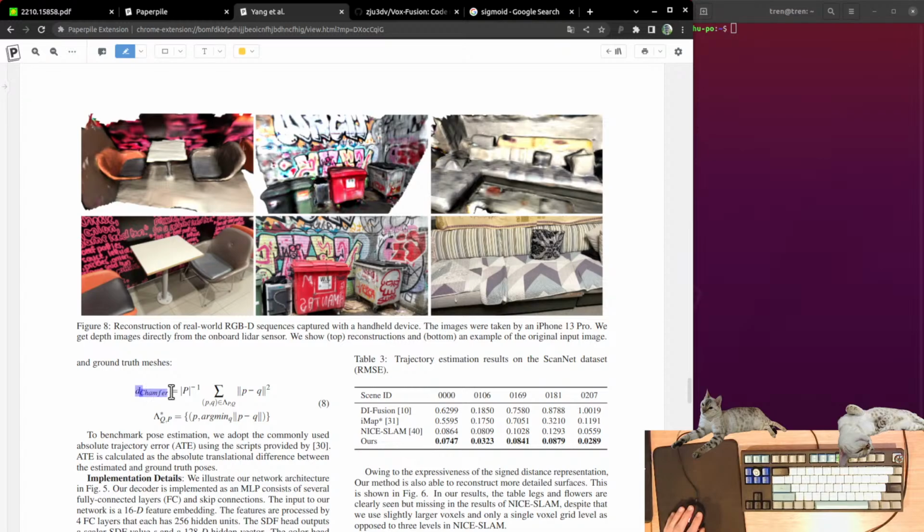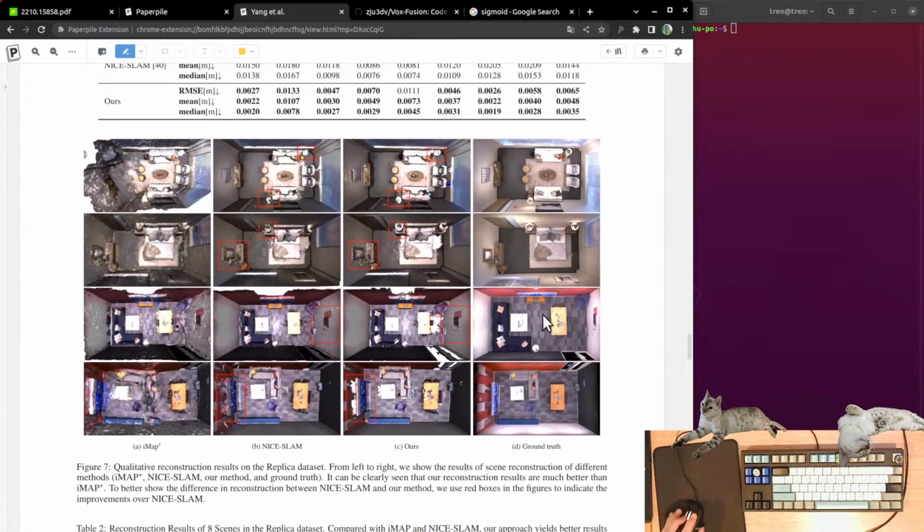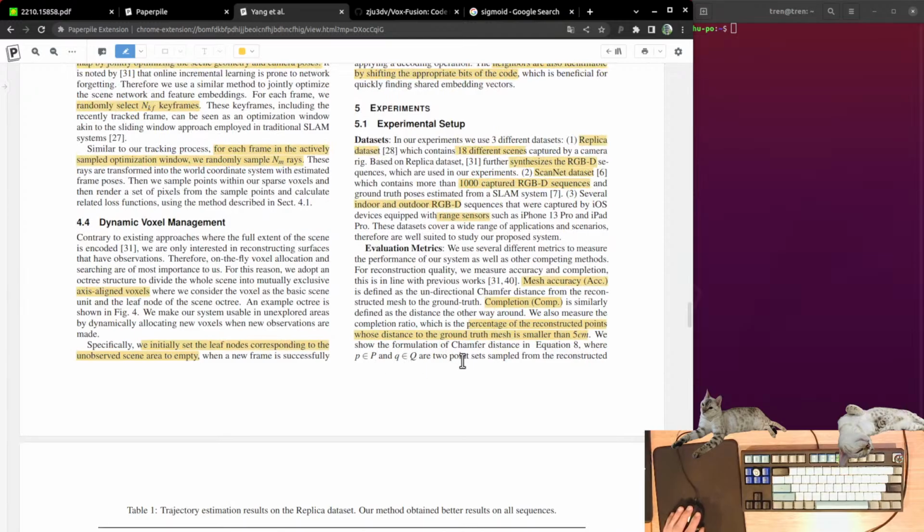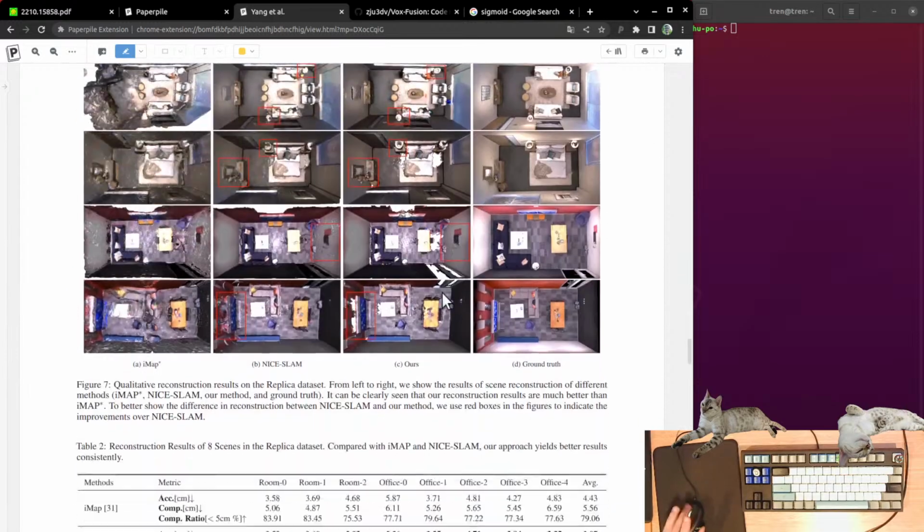Okay, so chamfer distance: the sum over points of p minus q, squared, where p and q are two sampled point sets.